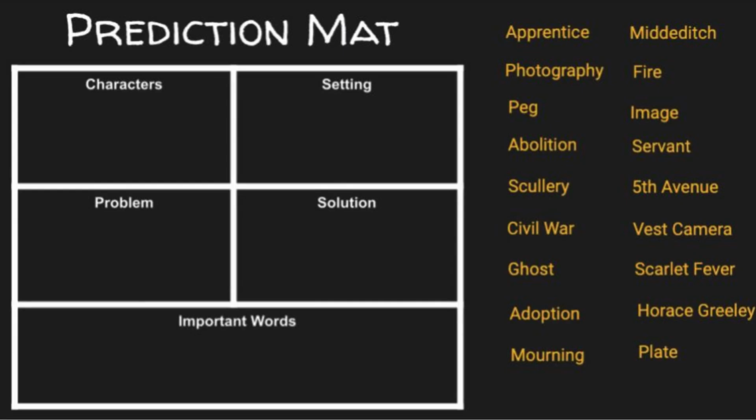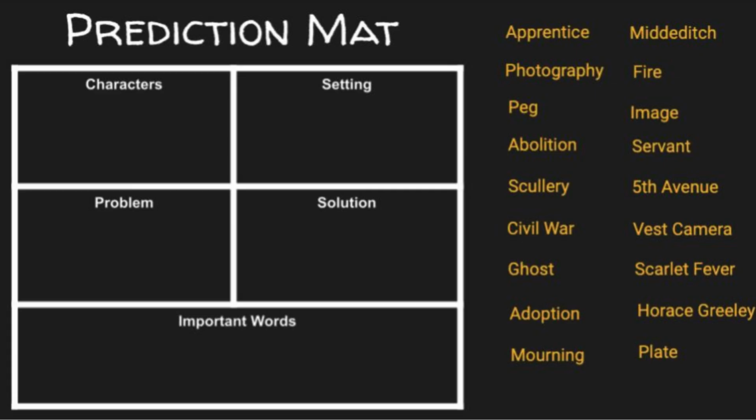And so this works best in pairs where everybody has their own prediction mat, but as they place a word in a box, they say why they think it belongs there. And so it just helps to take other people's perspective and maybe gain new ideas that they didn't previously think of. And so this is great to do, especially with a novel.